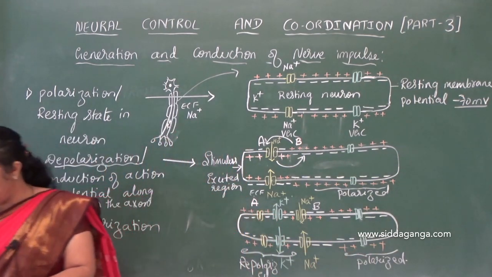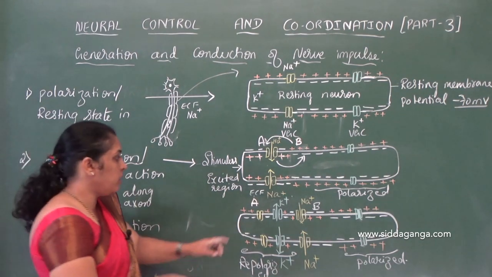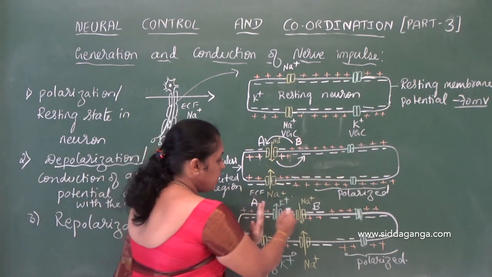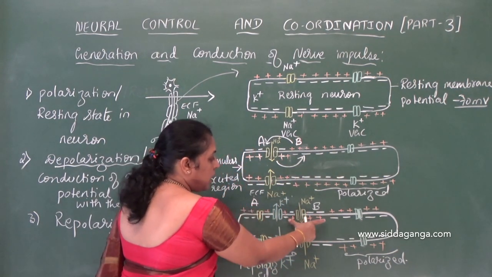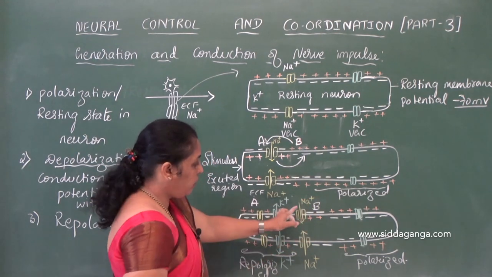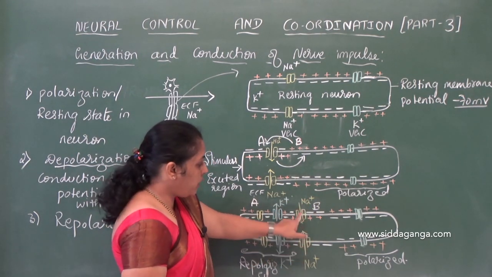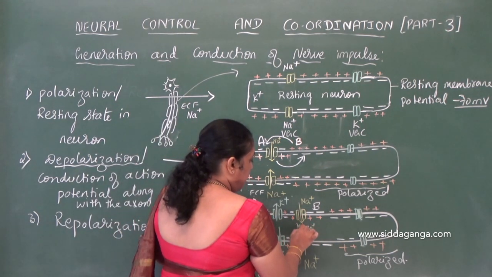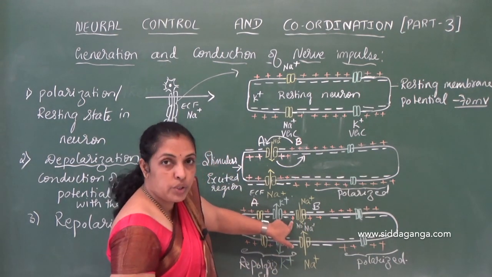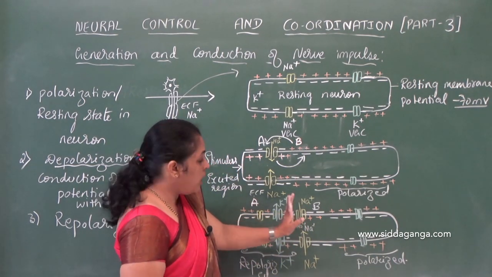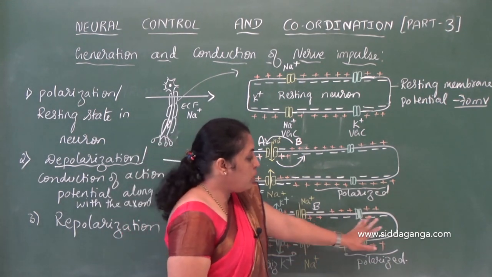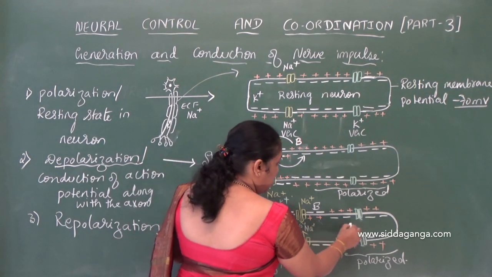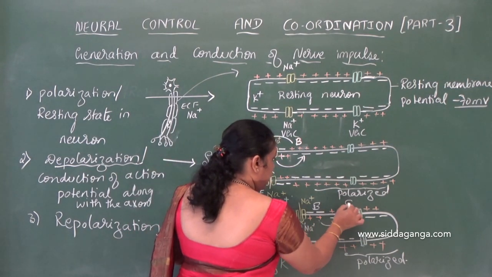So once the circuit completes here, the stimulus will shift to the next region. In the B part again we see reversal of polarity, sodium gated channels open and sodium will move into the exoplasm. Again we see inside positive charge, outside negative charge. Adjacent to B, again that neuron will be in resting state. Again the circuit from B to C, then again from C to B.